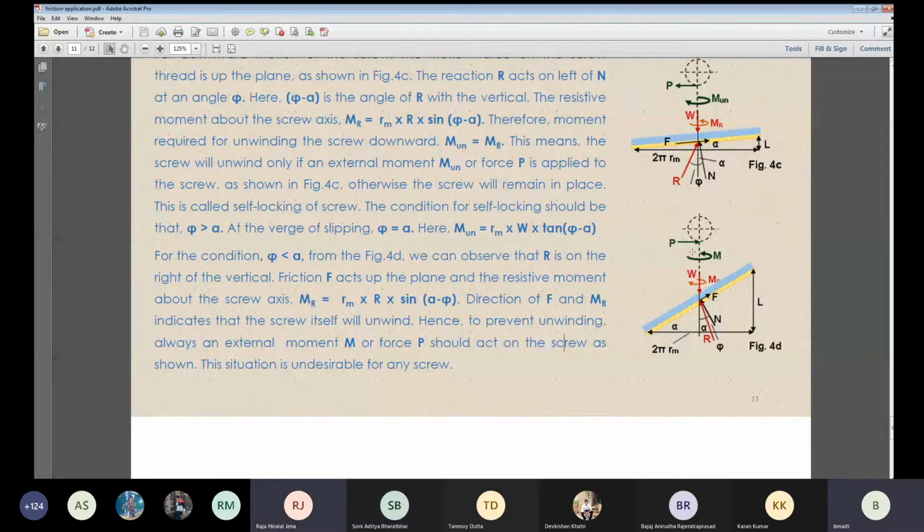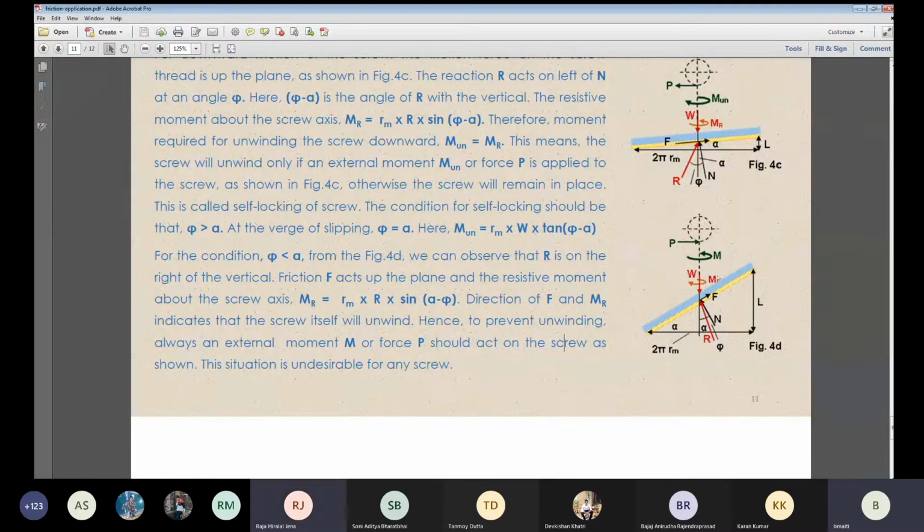That is not desirable. You know what will happen in this case? You hold a screw and then you tighten it. The moment you leave your hand, it will just fall down, unwinding. Is it clear? Now here it is supported by the direction of friction.